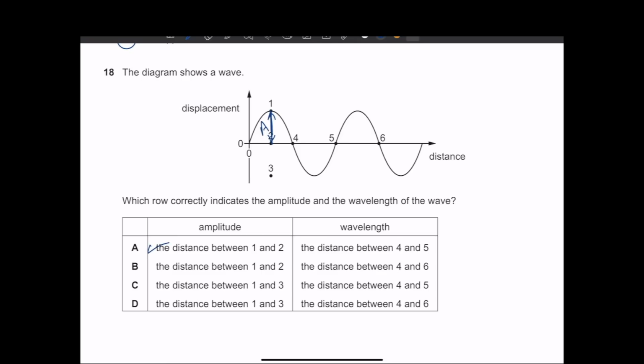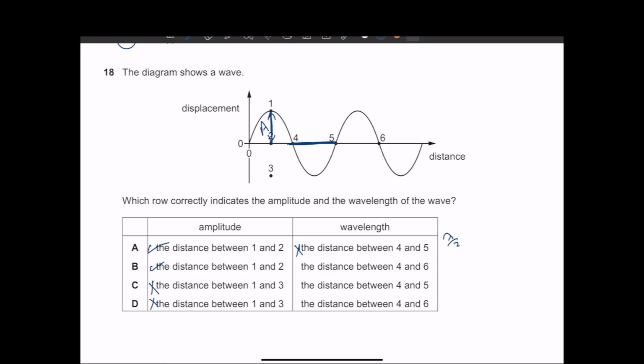And I still have the distance between 1 and 2. This is also correct. The distance between 1 and 3, this is double the amplitude. So both these two answers are wrong on the left column. In the right column, for the wavelength, the distance between 4 and 5. Between 4 and 5, this is half a wavelength. So this is wrong, because between 4 and 5 it represents the wavelength divided by 2.